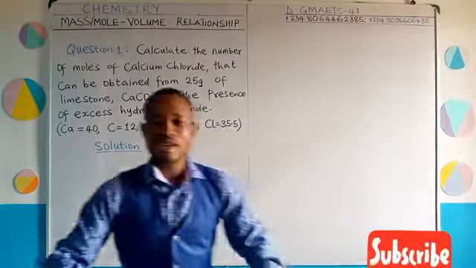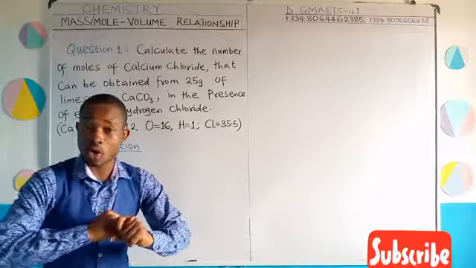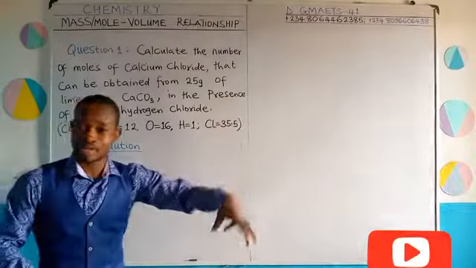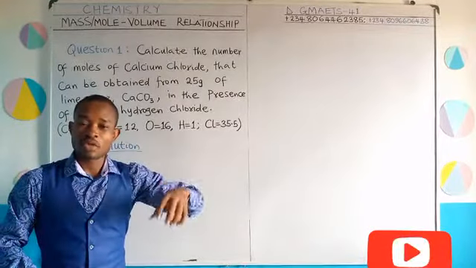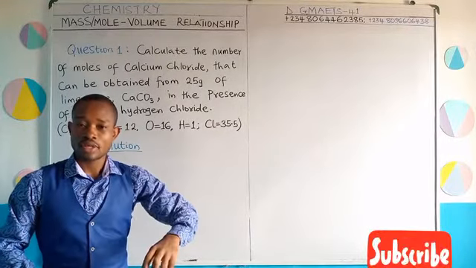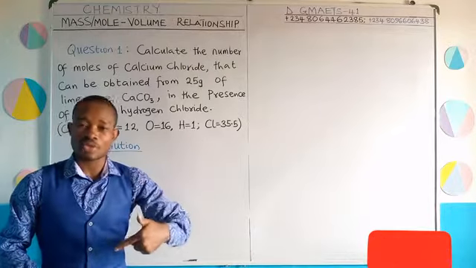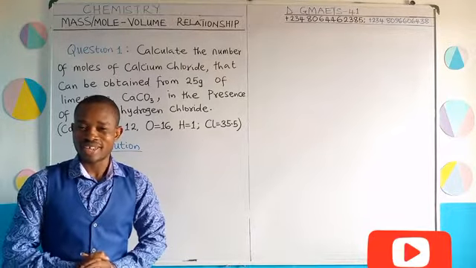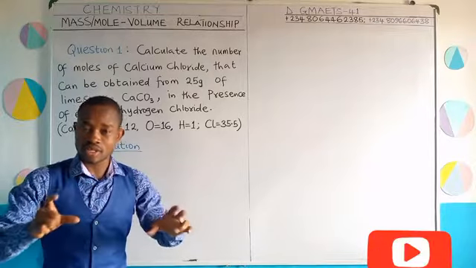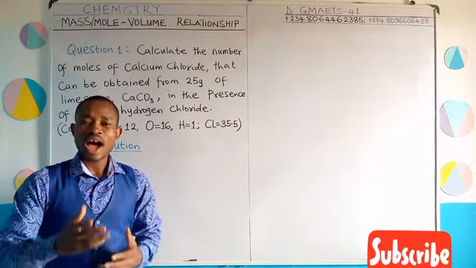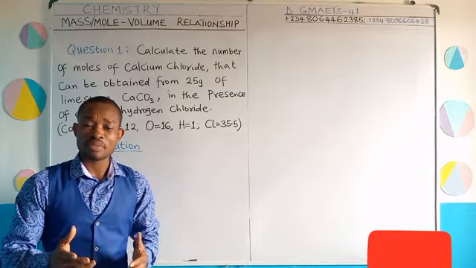So we have business with calcium trioxocarbonate 4 here, which is the limestone, and we have business with calcium chloride. It is the number of moles of calcium chloride that we are to calculate. But you know that what is producing the calcium chloride is limestone. So these two compounds are our focus in this question. However, how do we obtain this calcium chloride from limestone?